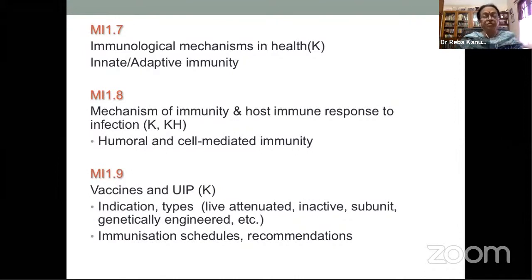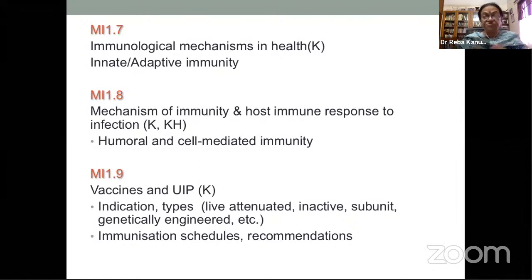Now, when we're talking about the types of immunity, we need to tell them about natural immunity, acquired immunity, passive immunity, and active immunity. When we tell them that, we bring in the vaccine, so that the student relates directly to the applied aspect of acquired immunity in terms of active immunity. So we tell them about vaccines and the universal immunization program, which is knowledge. They should know the indications and the types of vaccines, such as live attenuated, inactivated, subunit, et cetera. They should also know about the immunization schedules, not only the universal immunization schedule of the pediatric age group, but adult immunization, et cetera.